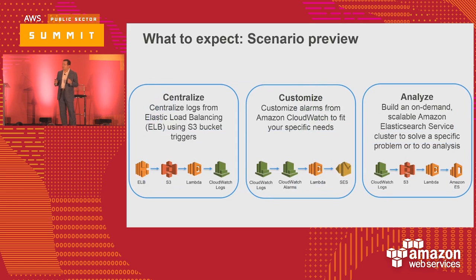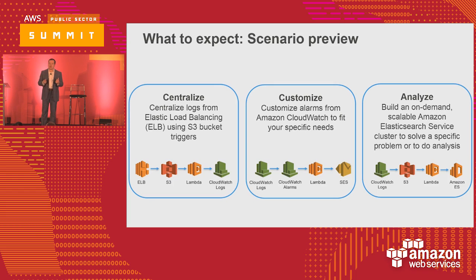I'm going to talk about 3 scenarios in this talk. The first one is how to centralize logging. With CloudWatch Logs, you can install an agent on any instance to get those logs. But how do you centralize logs that you get in S3? Things like ELB logs in this example, or another example would be access logs from CloudFront, our CDN. How do you centralize those logs? How do you import them into CloudWatch Logs?